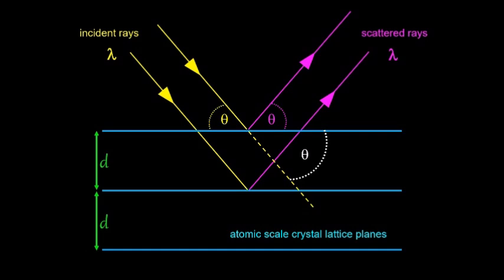The extended dashed line in yellow color is drawn to indicate the original incoming direction of propagation of the incident waves, making an angle theta with respect to the atomic planes.